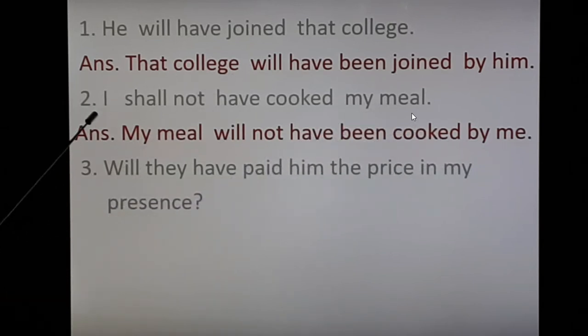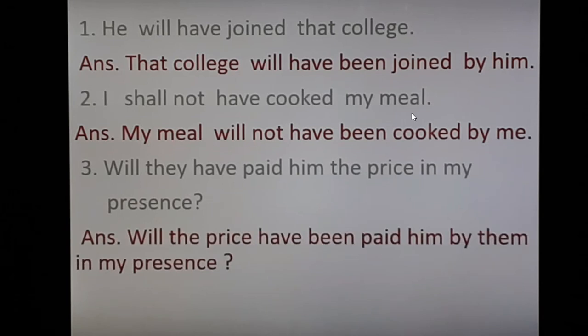See here, I is given, that's why shall will come. Right? Here my meal, that is third person singular. That's why it is changed to will. Third one. Will they have paid him the price in my presence? Answer. Will the price have been paid him by them in my presence?